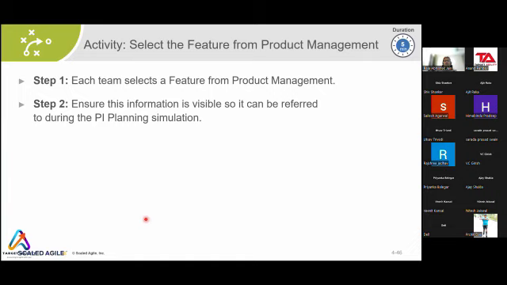Each team should select a feature from product management. So product management presents the feature priorities. Before going to your breakout rooms, select the features from the product management, what you want to do, feature or features. Ensure the information is visible so it can be referred to during the PI planning simulation. So when you do the simulation, you have to select which feature you have to do, and you understand that.